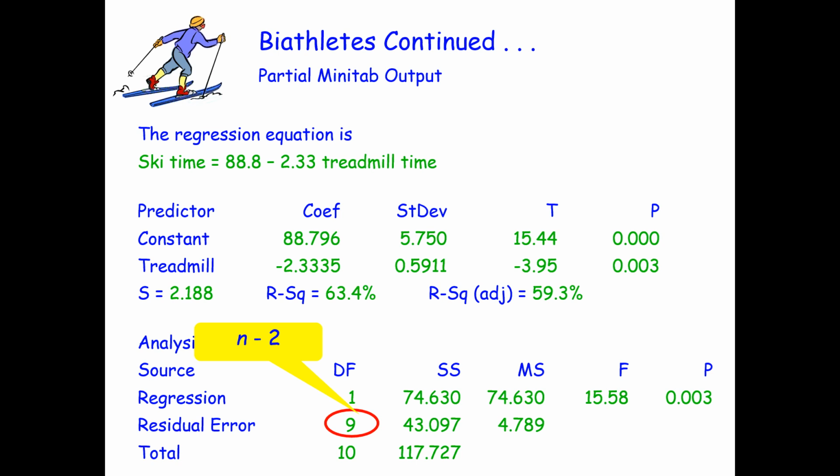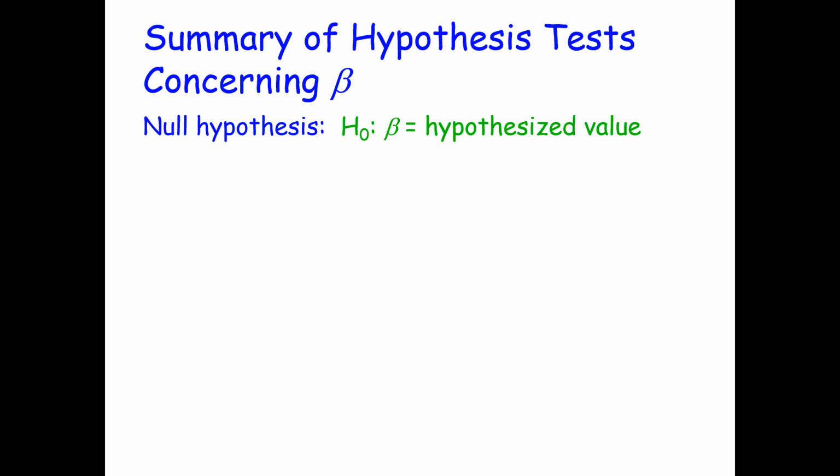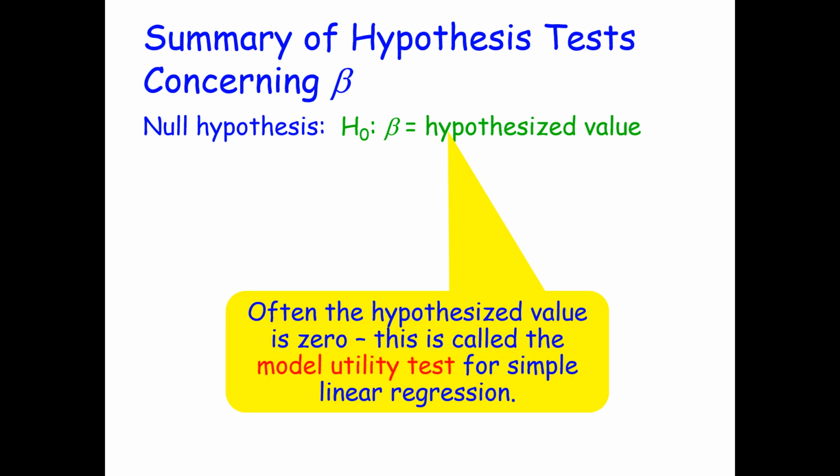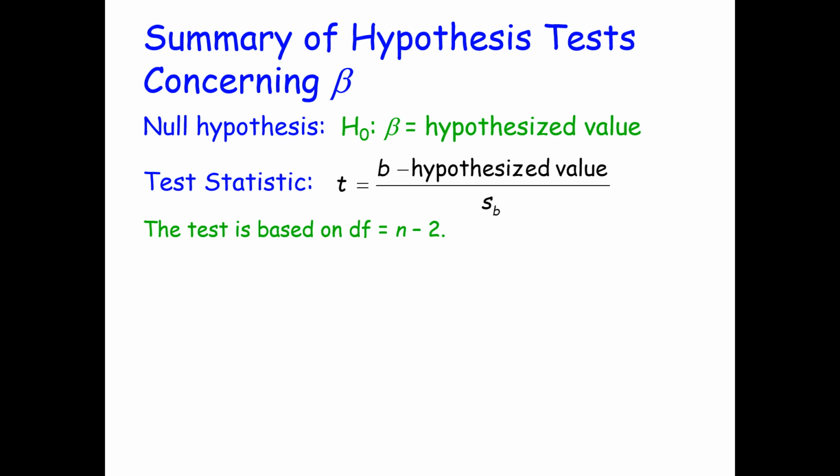So let's talk a little bit more about our hypothesis test concerning our beta. Our null hypothesis would be that beta equals the hypothesized value. Often the hypothesized value is 0, and this is called the model utility test for simple linear regression. Now our test statistic would be t equals b minus the hypothesized value divided by s sub b, and the test is based on degrees of freedom of n minus 2.